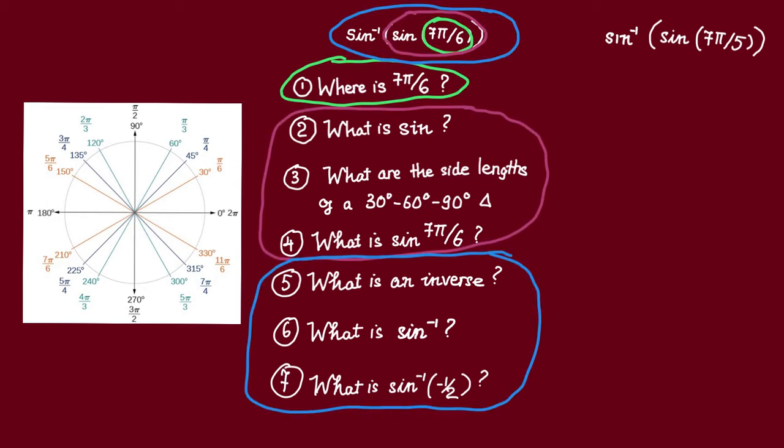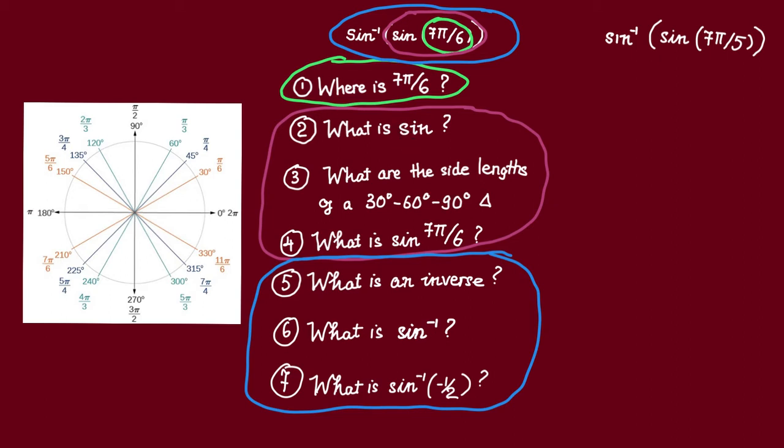We want to find sine inverse of sine of 7 pi over 6. That looks like a lot of words, very intimidating, but don't panic. We can just unpack this one at a time. We'll break this into 3 main steps. First, we're going to find where this angle 7 pi over 6 is. Next, we're going to find sine of 7 pi over 6.